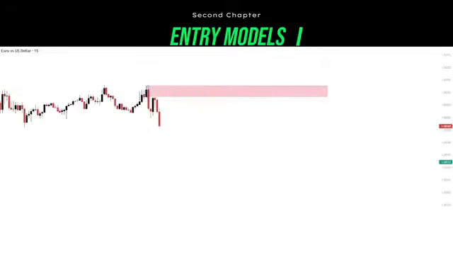What we expect for this market is for it to eventually and slowly come back up to rebalance. The most often met scenario once price hits a supply zone is for it to reject to the downside and break the lows.